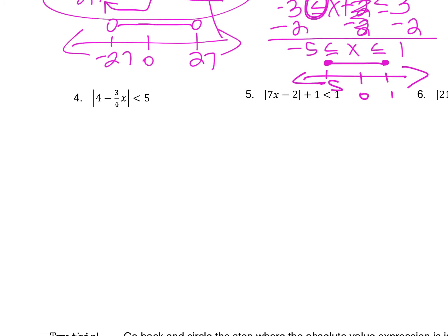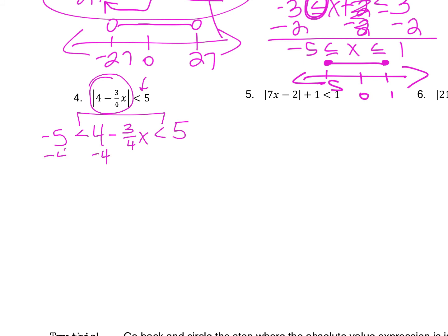Okay, so looking at this next one, we're not going to have to isolate because it's all by itself. So it's a less than, so set up an and, so bring everything down without the bars. And then over on the far left, I need to put that negative 5 and just rewrite that symbol the same as it already is. So I need to get x by itself in the middle, so I first have to subtract 4. Remember, you have to subtract 4 on all sides. So that's negative 9 is less than negative 3/4 x is less than 1.